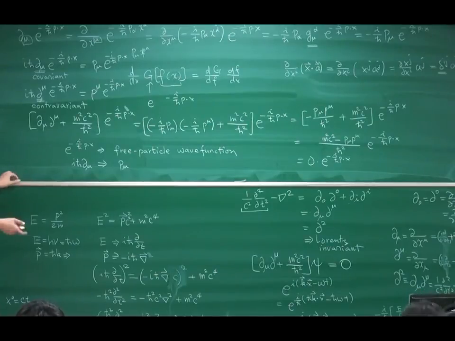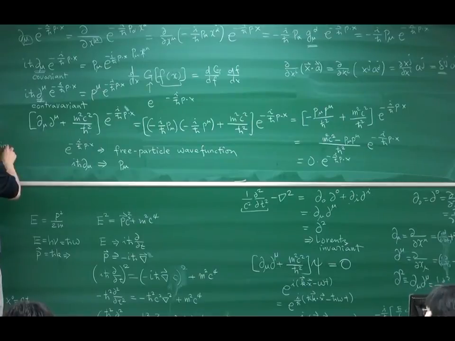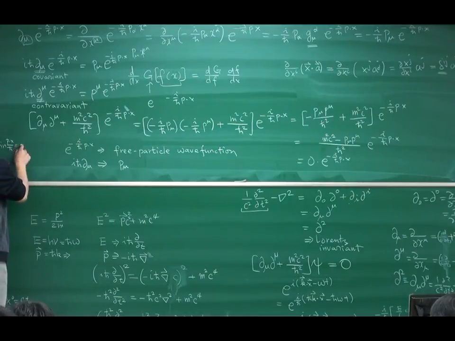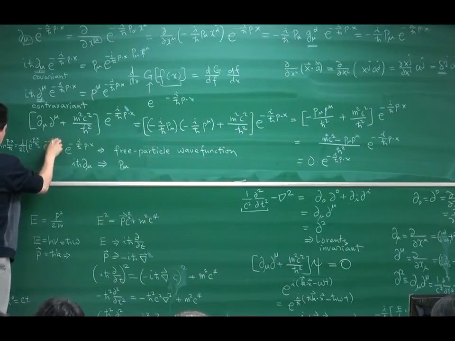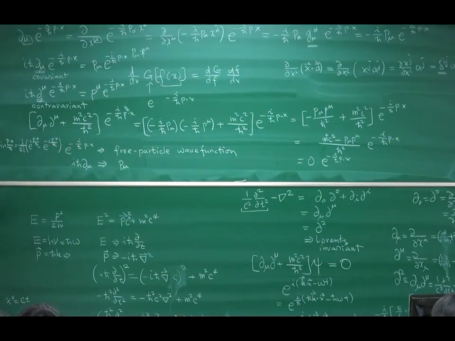They are composed of linear combinations. For example, sine of p dot x over h bar is one over 2i times e to the i p dot x over h bar minus e to the minus i p dot x over h bar. Right? They are linear combinations. They have an equal probability of having the positive direction and negative direction.